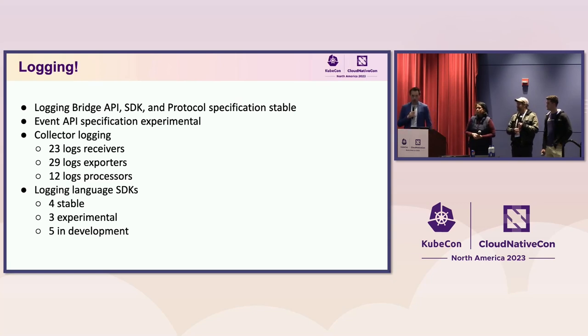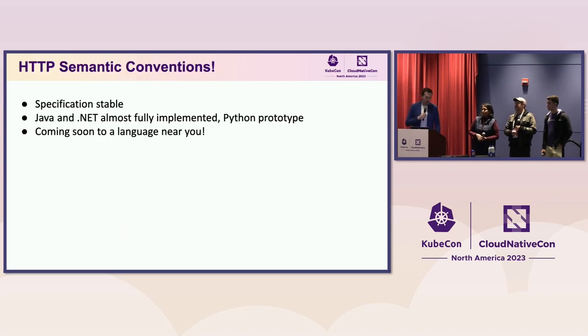There's already a lot of code there. The collector already has 23 logging receivers, 29 different logging exporters, and 12 different types of log processors. There is a lot of content already there. This is ready to go use right now. We have logging bridges in all those languages that I showed earlier for direct in-process log capture, and there's more coming for the SDKs as well. And with that, we'll hand off to Dan.